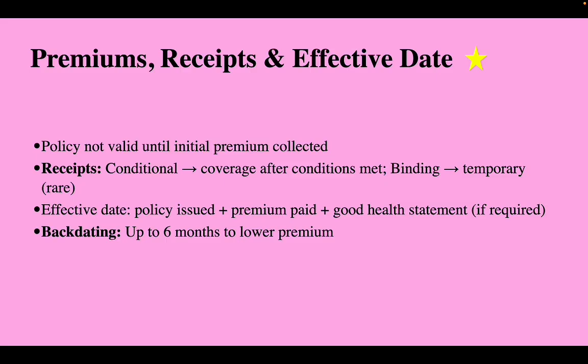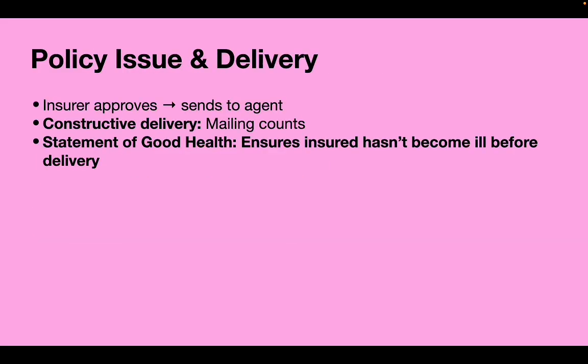The effective date usually requires policy issuance, payment of the premium, and a statement of good health. Policies may be backdated up to 6 months to reduce premium costs. Constructive delivery, such as mailing the policy, counts as delivery, and the insurer may require a statement of good health before finalizing coverage.